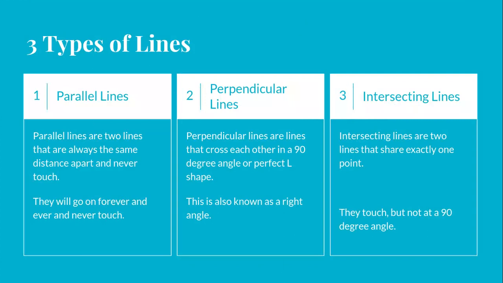So if you think about a trapezoid, the bottom and the top lines are parallel. The bottom and the top lines of a trapezoid are going to go on and on and on forever and never touch. But those two lines on the side that are already pointed inwards to each other, we always kind of draw it up at the top where they're about to touch. Well, that's intersecting. They're going to cross one another, but it's not going to make a perfect L.